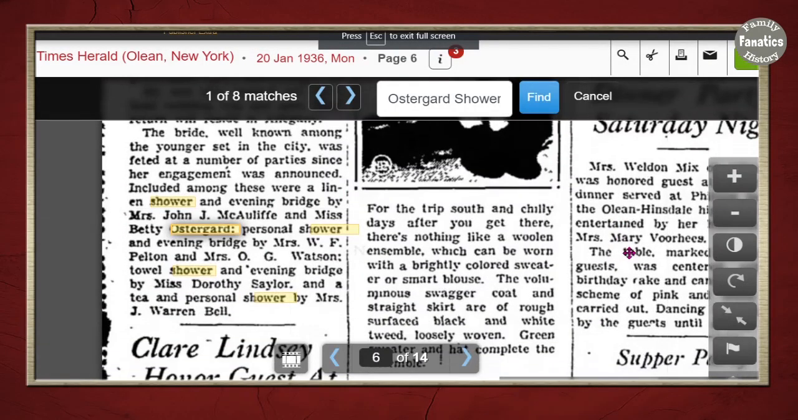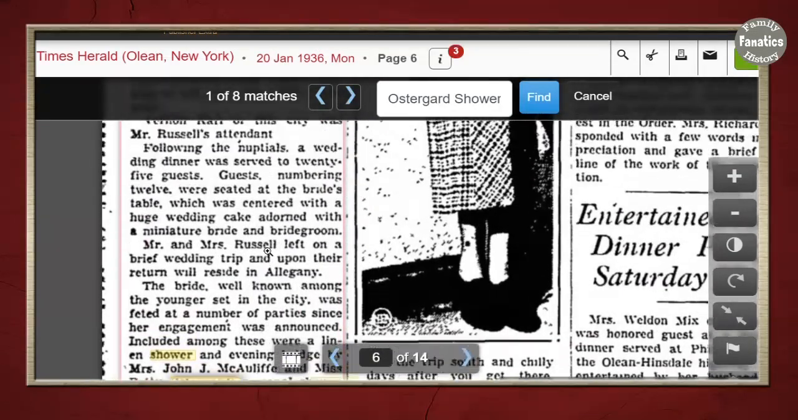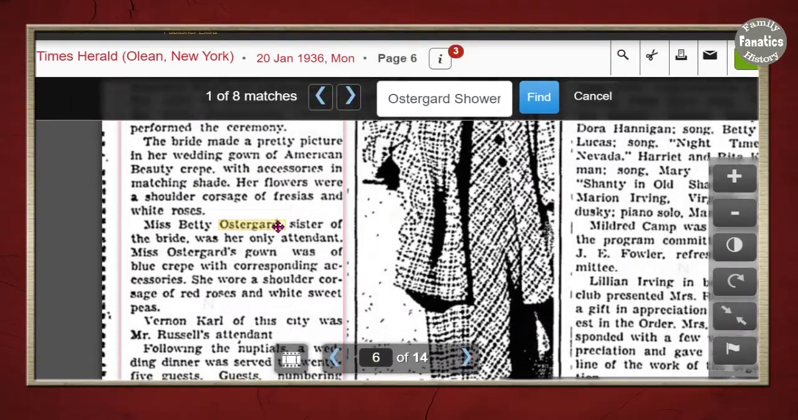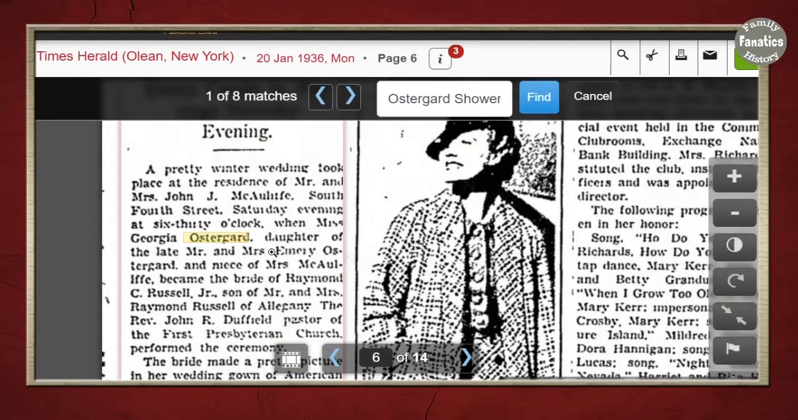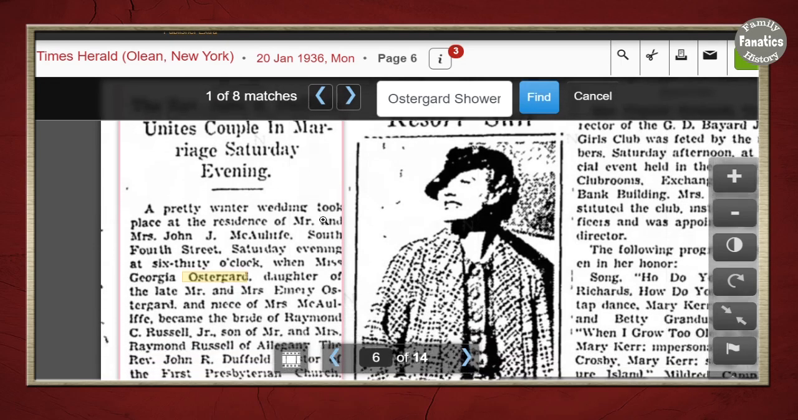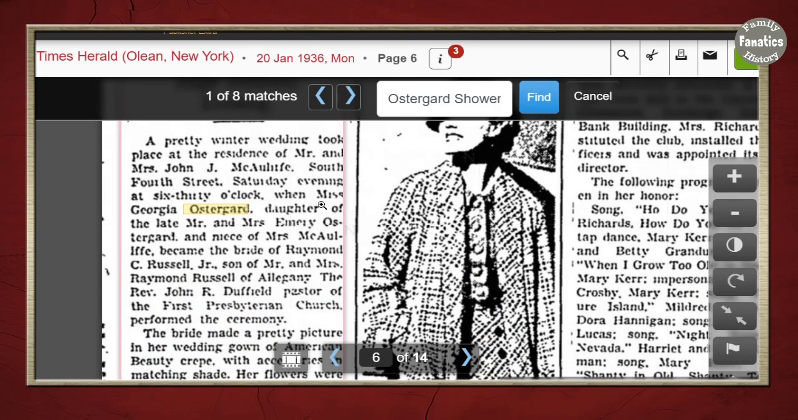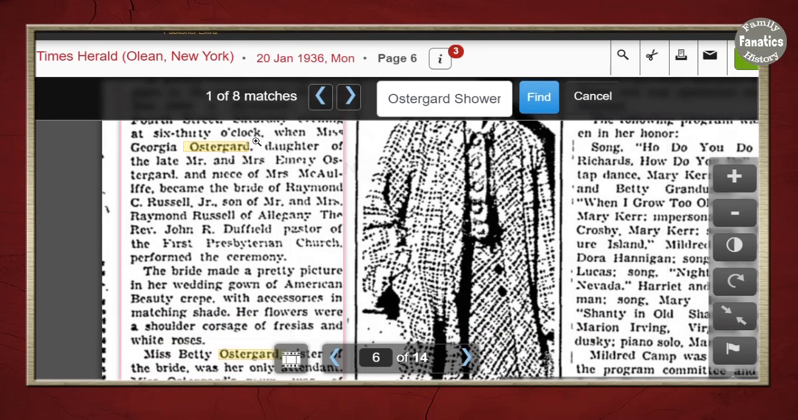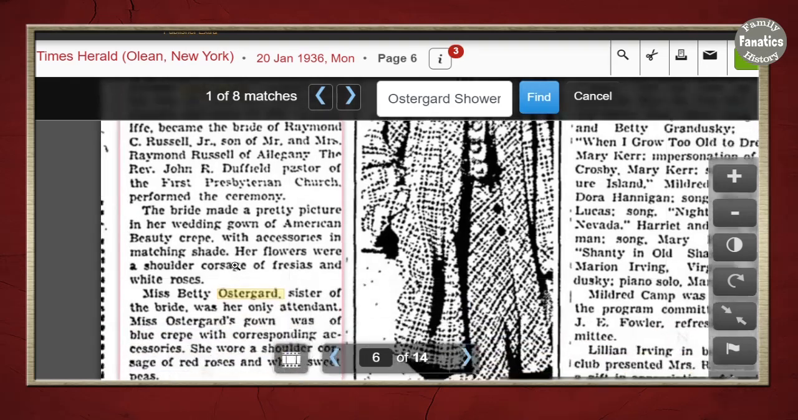And in this case, we need to go back to the top to figure out when this started, because Ostergaard keeps showing up. So the Reverend Duffield unites a couple in marriage. Ms. Georgia Ostergaard, daughter of the late Mr. and Mrs. Emery Ostergaard, and that gives us some more information.